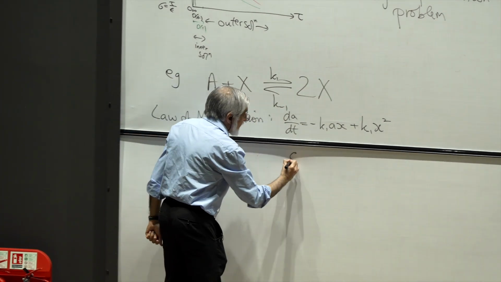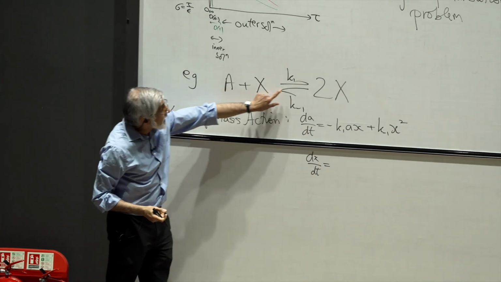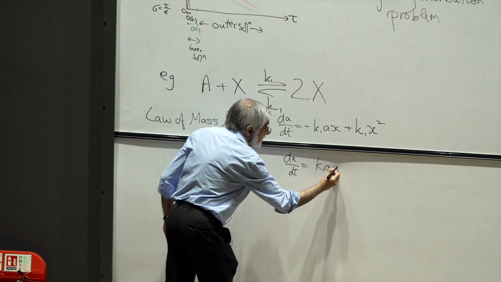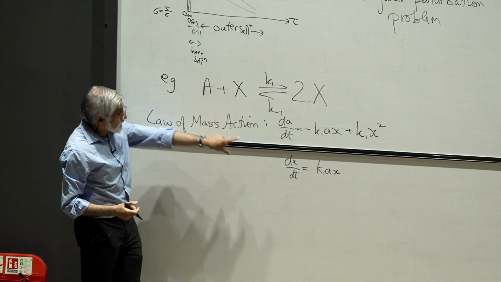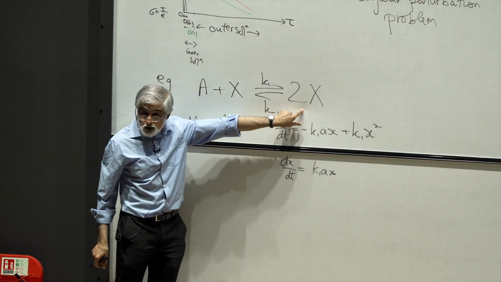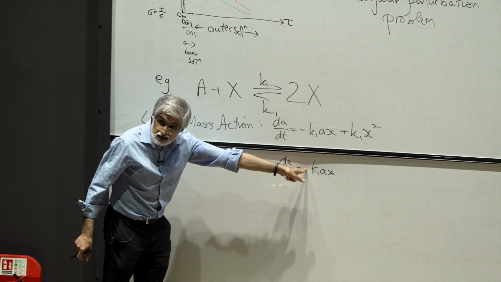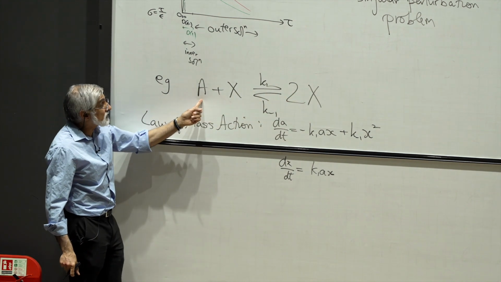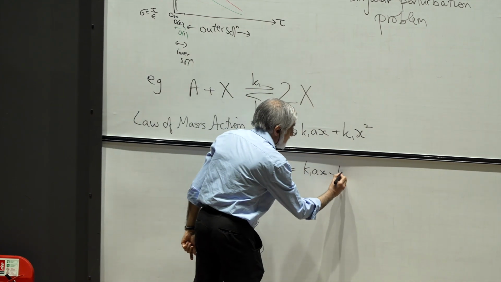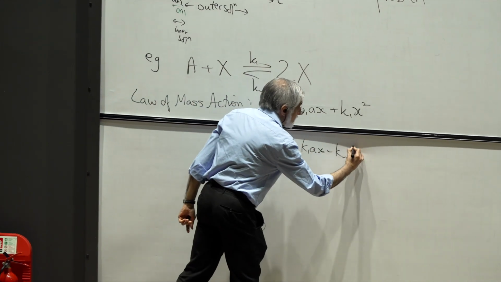And what about dx by dt? Well, going in this direction, it's k1 A X, but should that be a minus? Well, no, because this x has become 2x, so we've gained an x, so that's a plus. Going back in this direction, we had 2 x's, we've gone back to 1 x, so we've lost x. So that's that with the squared. Okay?